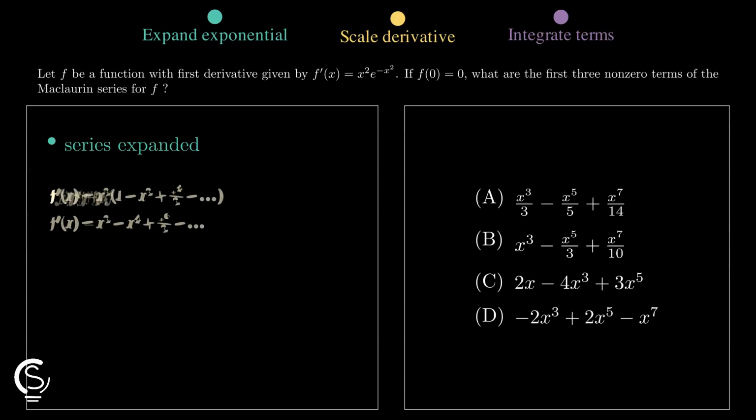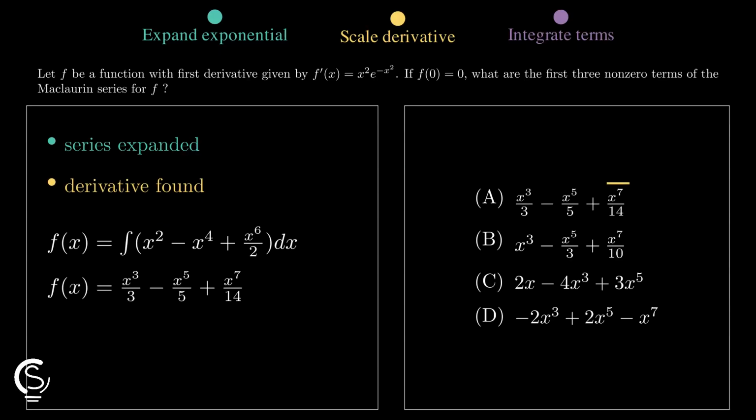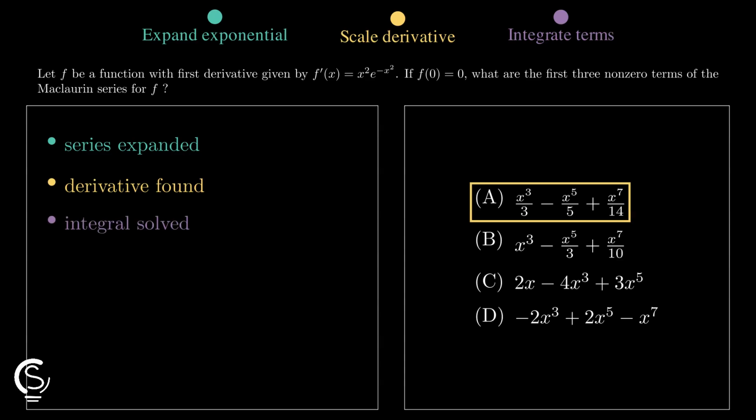Finally, integrate term by term. Since f of 0 is 0, the constant of integration is 0. This yields the first three terms of f of x.